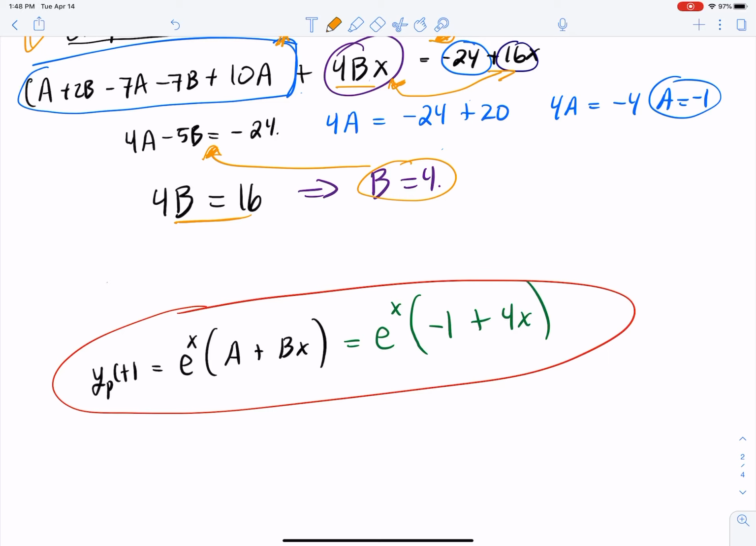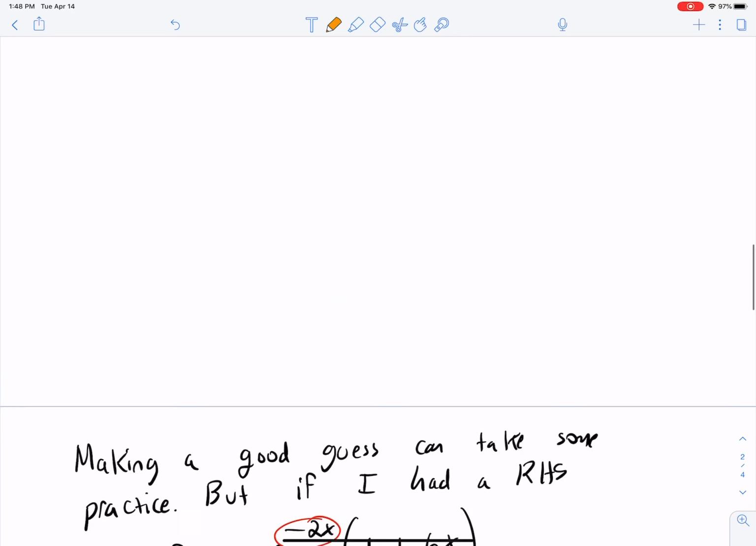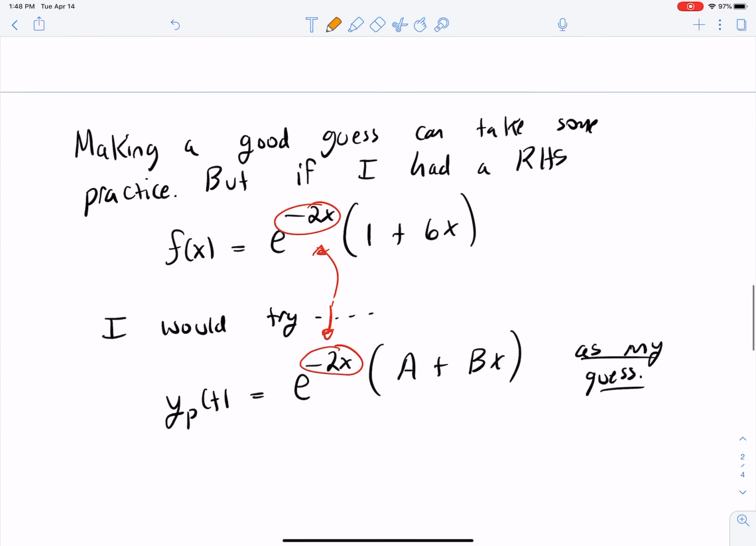So my y particular was e to the x times a plus bx. I just found what a and b need to be to satisfy my right-hand side, so therefore the particular solution is e to the x times -1 plus 4x. This is just one example, but they're all going to have the same sort of flavor. I'll just point out that let's say I had a right-hand side that looked like e to the -2x times 1 plus 6x.